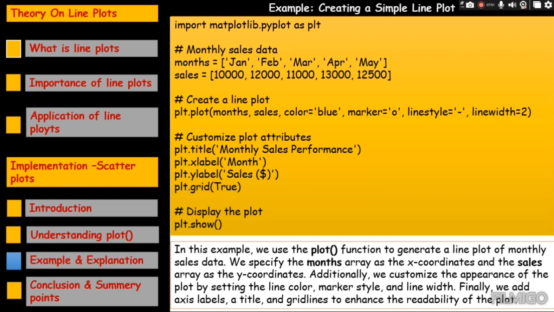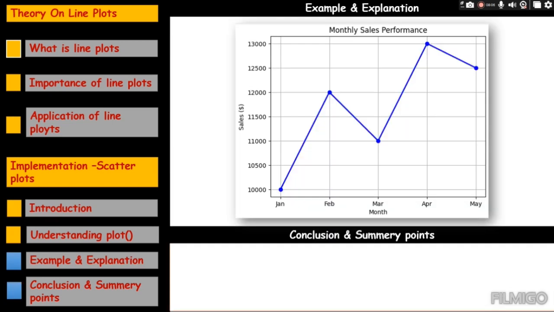In this example, we use the plot function to generate a line plot of monthly sales data. We specify the months array as the x coordinates and the sales array as the y coordinates. Additionally, we customize the appearance of the plot by setting the line color, marker style, and line width. Finally, we add axis labels, a title, and grid lines to enhance the readability of the plot.